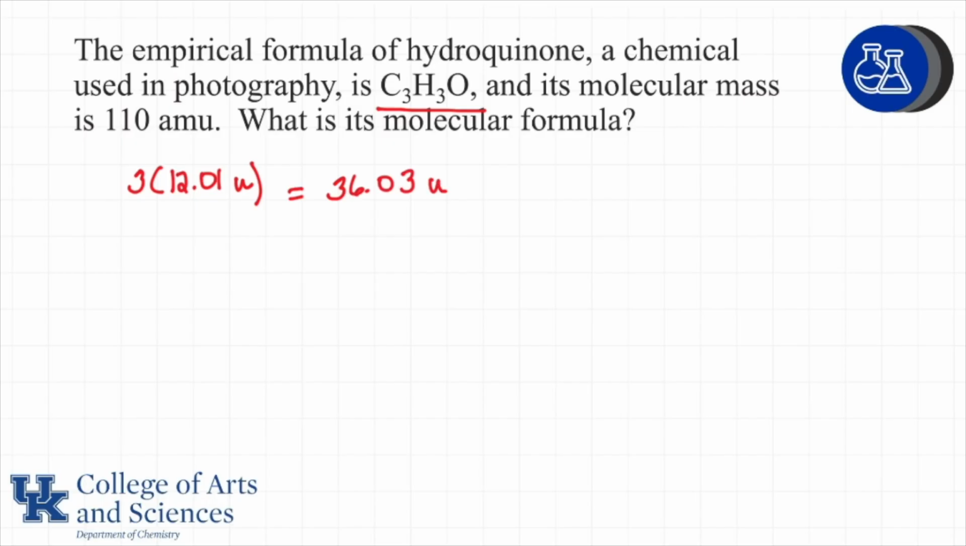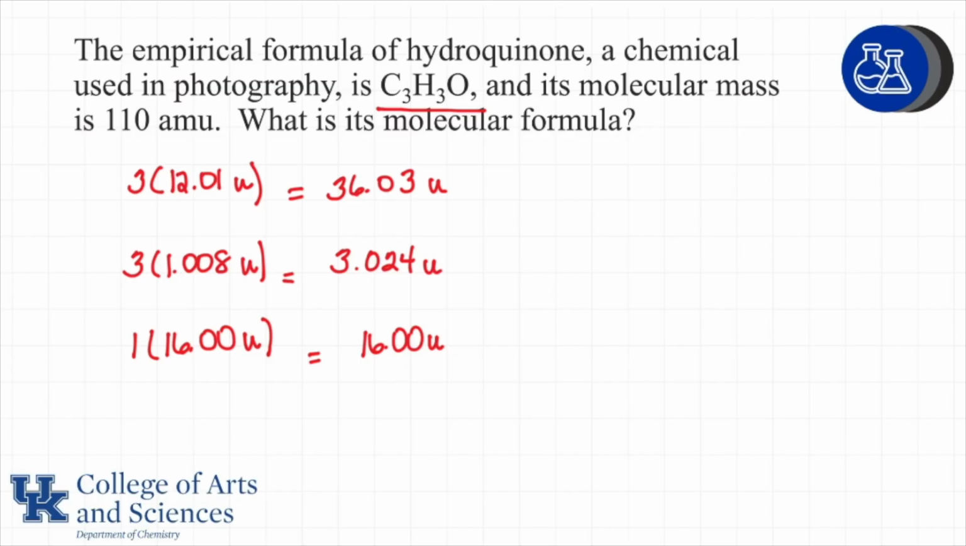We have 3 times 12.01 U equals 36.03 U for carbon. 3 times 1.008 U equals 3.024 U for hydrogen. And 1 times 16 gives us 16.00 U for oxygen. We add these together and get 55.05 U. Now we're going to compare that value to the approximate molar mass that was given in the problem, 110 AMU.